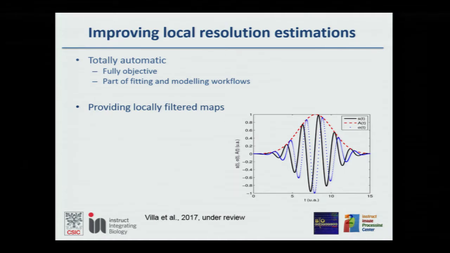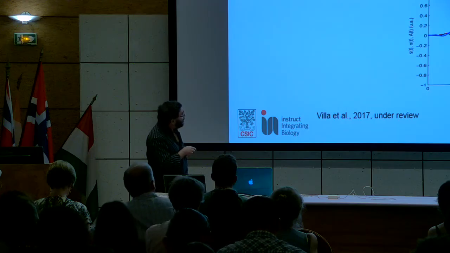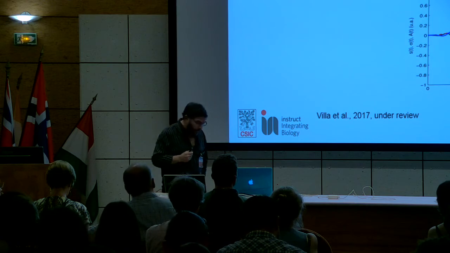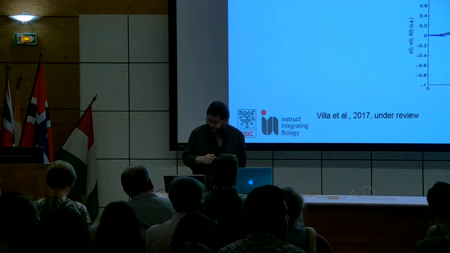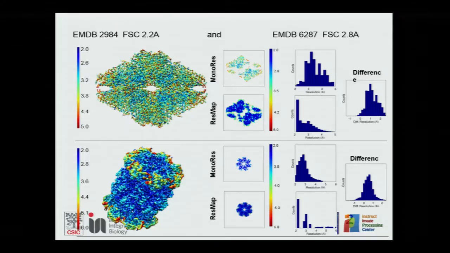And we can ask for something totally automatic, something able to provide filter workflows, and that eventually could be put in the middle of, for instance, a fitting or modeling workflow. And this is what we did. It's called MonoRes. Hopefully it will be out soon. We are using the principle of the monogenic signal, the analytic signal, the Hilbert transform, and the approach is extremely simple, extremely fast, and really provides 3D local maps as other methods do. And here we are comparing with ResMap.